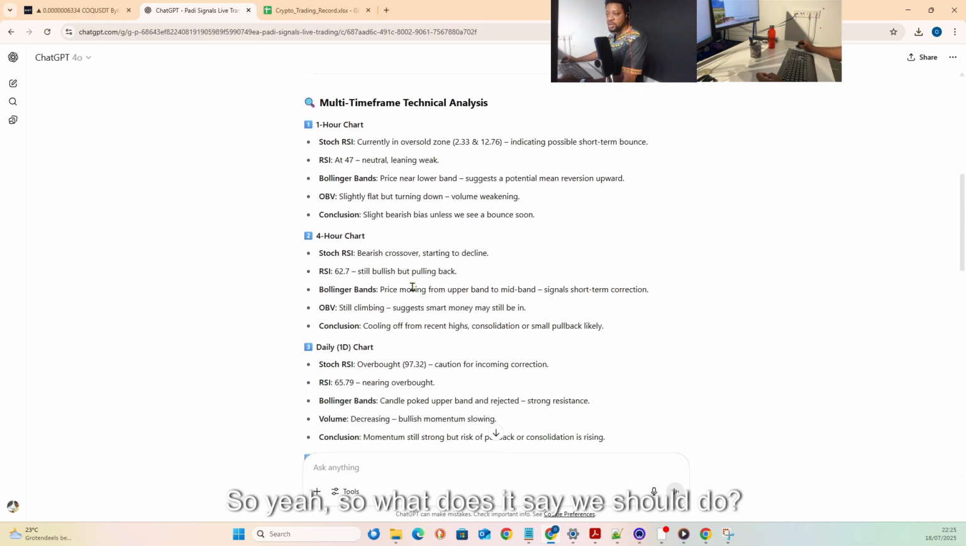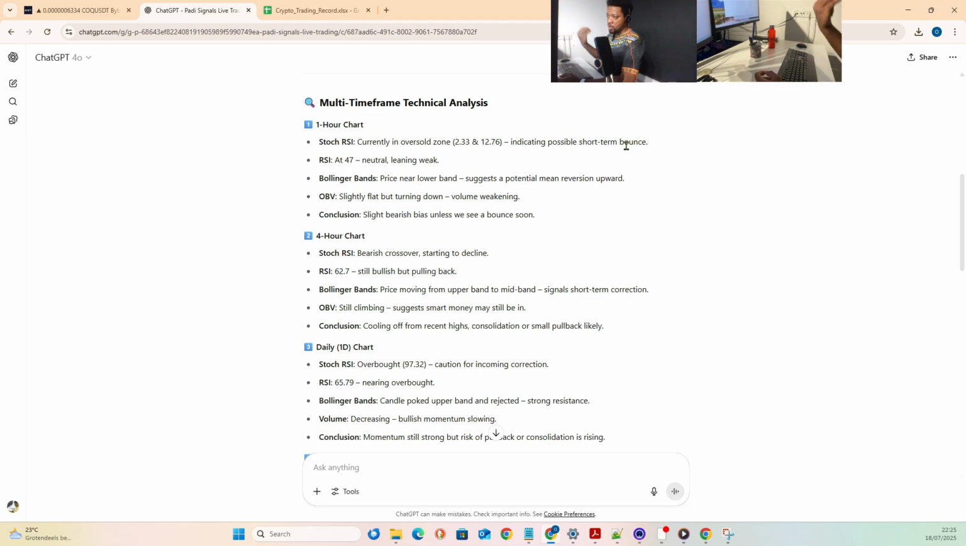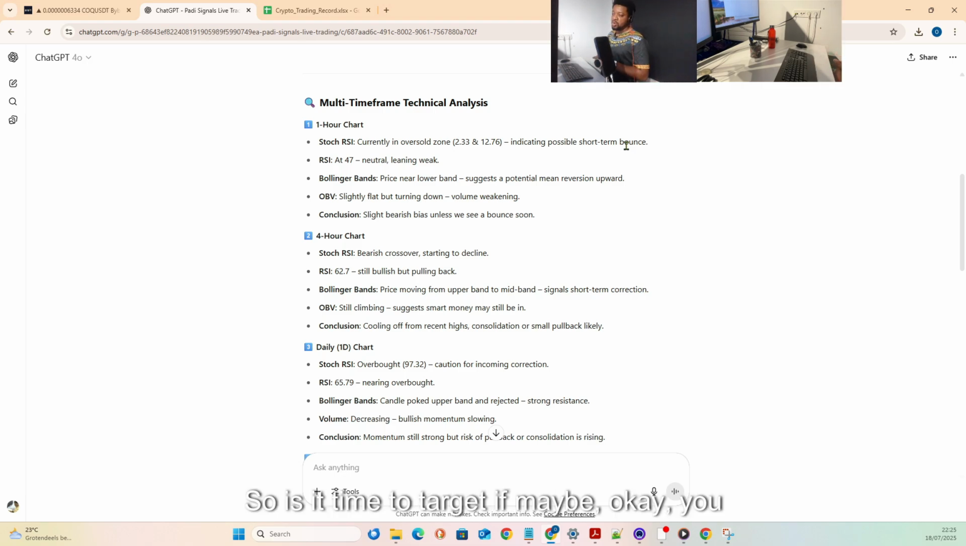So what does he say we should do? He's trying to analyze the different time frames. He looks at the 1 hour time frame and the various indicators I put in there. He's saying that in the last 1 hour things have been oversold, indicating a possible short-term bounce. When something is oversold, it means the price may come back up in the next hour, so it's a time to target, and you quickly buy. With the Bollinger Bands, price near the lower band suggests a potential mean reversion upward.